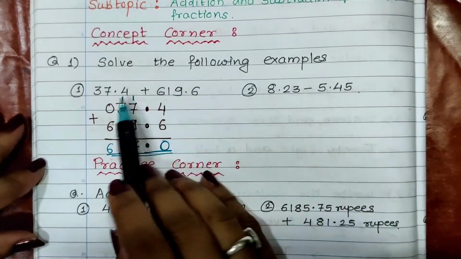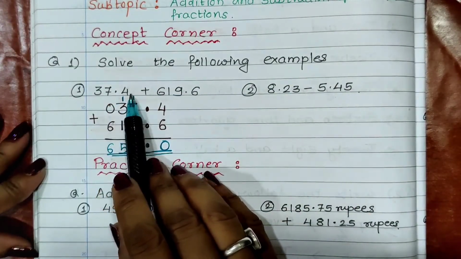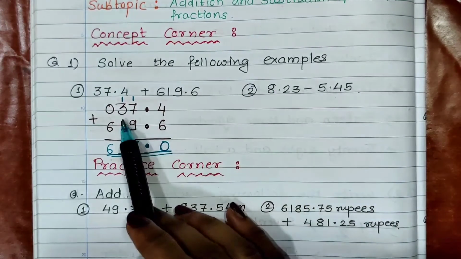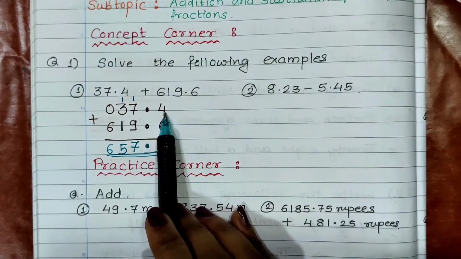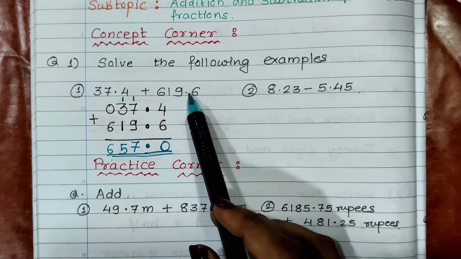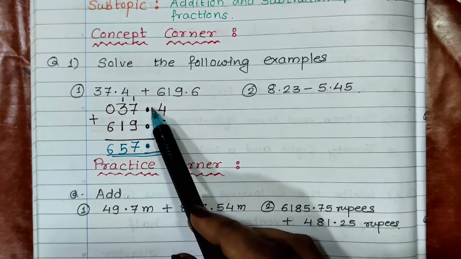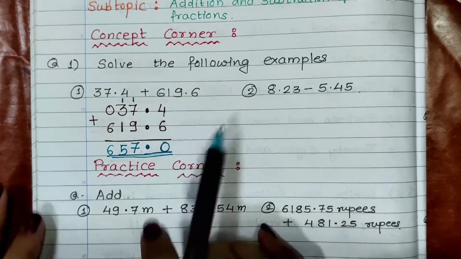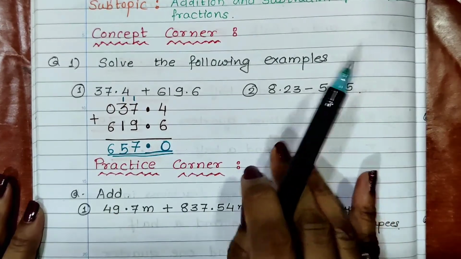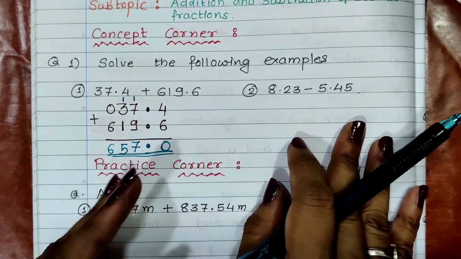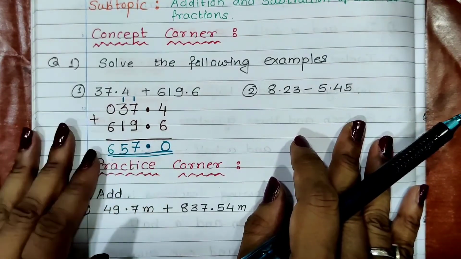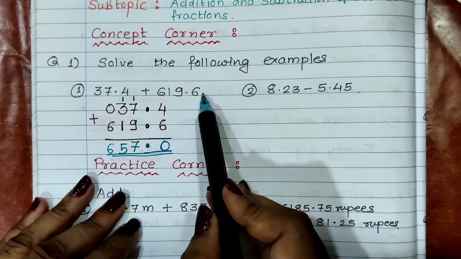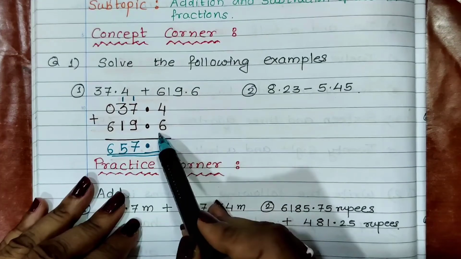Solve the following example. First example is 37.4 plus 619.6. So I have written first number 37.4. While writing the second number, point should come below point. Both the points should come one below other. And then right hand side number should be written on right hand side of decimal point, left hand side number on the left hand side. As you can see, right hand side 6 is there, so I have written 6 below this 4.